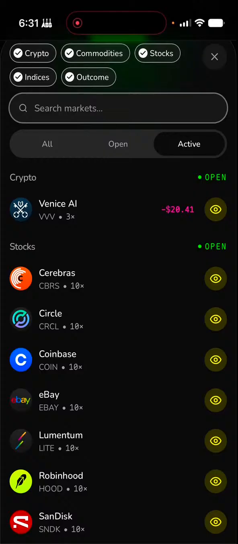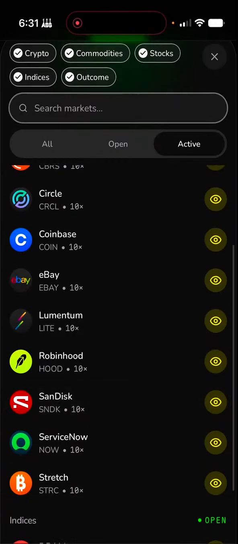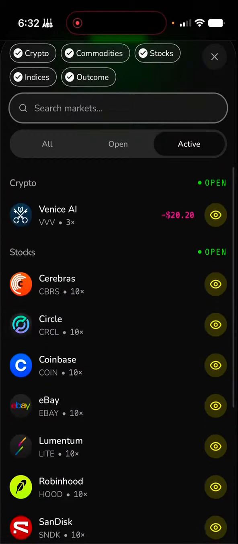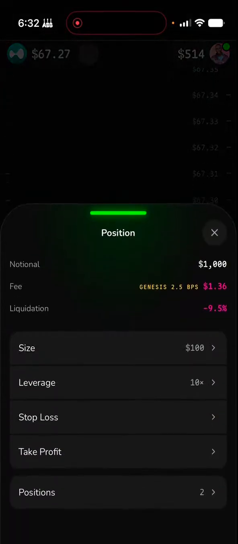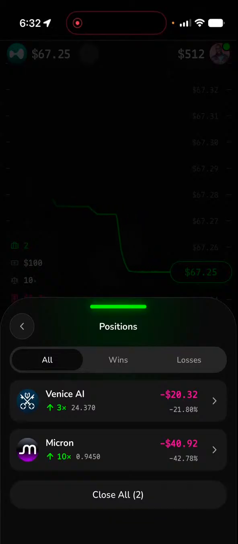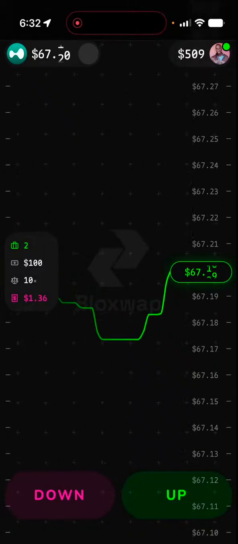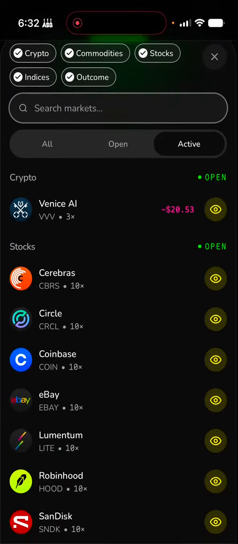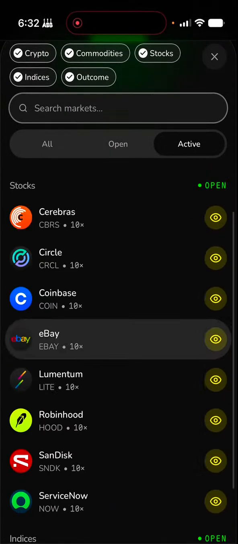So we've got Cerebras, Circle, Coinbase, eBay. Oh, I just realized I should do it like this. Robinhood, SanDisk. I think I'm going to change something. I was making some changes yesterday, and if you look in here in the positions, you see how it has Venice, then the amount of shares you have, and then the multiplier. I think I might switch it to look more like it does here with the signal, and then the bullet, and then the multiplier.